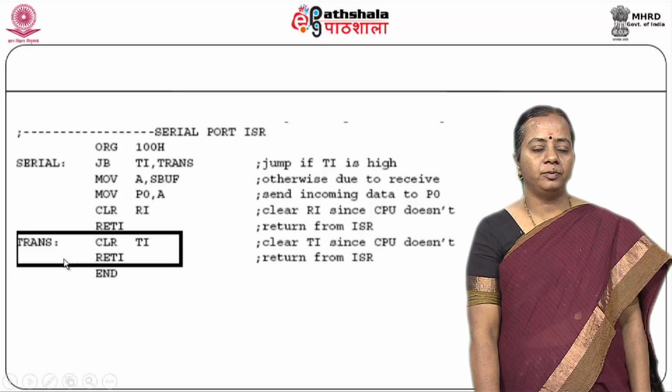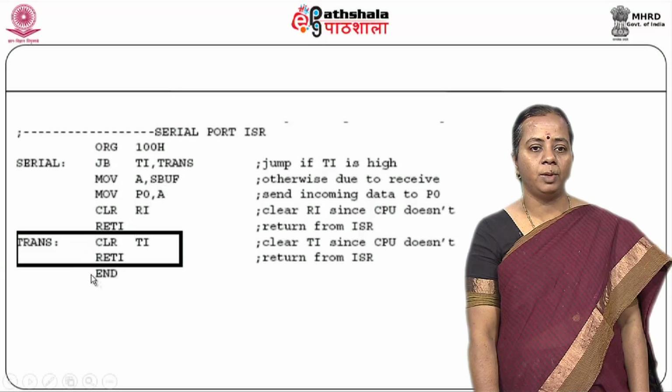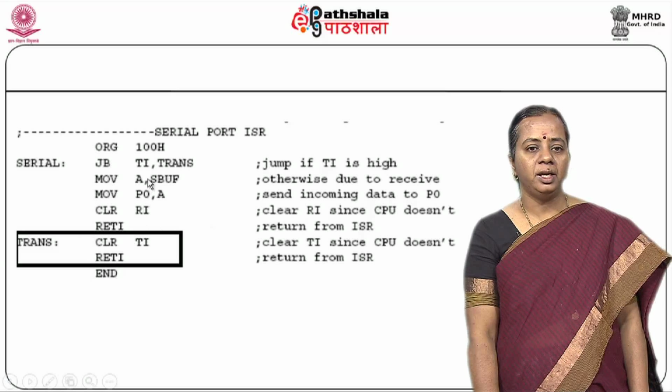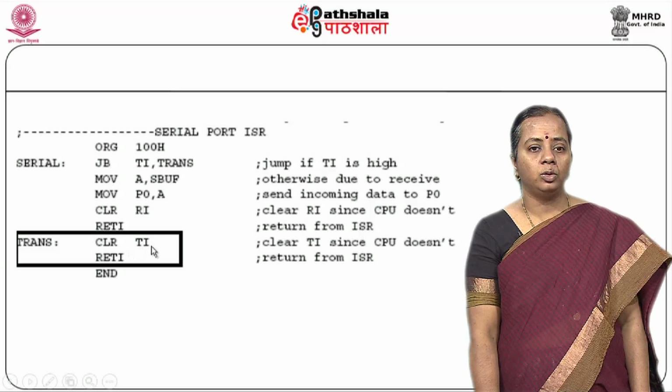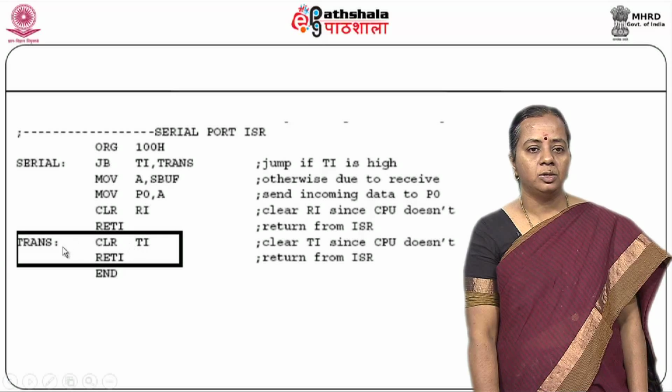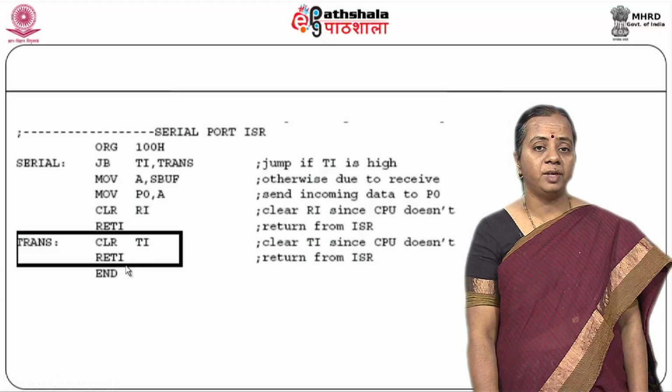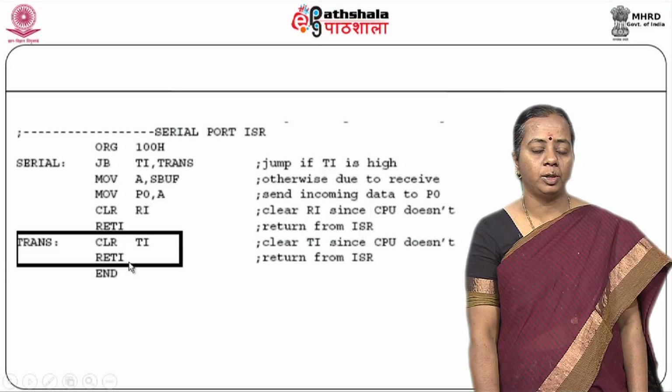So, if TI is equal to 1, then it comes over here. That means we have sent the whole data from SBUF, that is what it indicates. Once SBUF has sent all the data outside, it sets TI. So, once TI has come, we identify that the whole thing is sent. Now, we need to clear this TI, so that the system will send the next set of data. So, if JB TI, then it comes over here, clear TI and RETI. So, this is for transmission of data in serial communication.